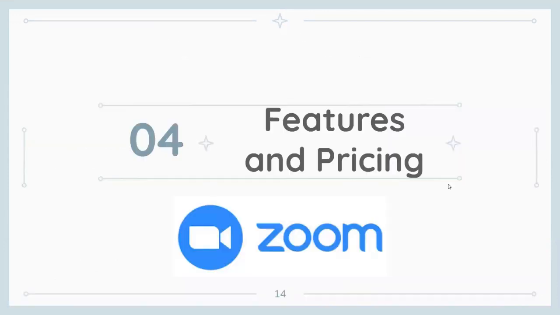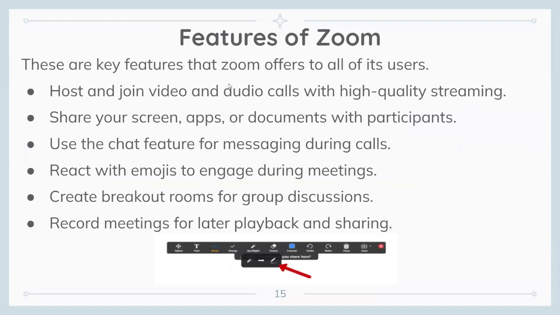And then features and pricing. So these are key features that Zoom offers to all of its users. Host and join audio calls with high quality streaming. Share your screens, apps, or documents with participants. Use the chat feature for messaging during calls. React with emojis to engage during meetings. Create breakout rooms for your group discussions and record meetings for later playback and sharing.